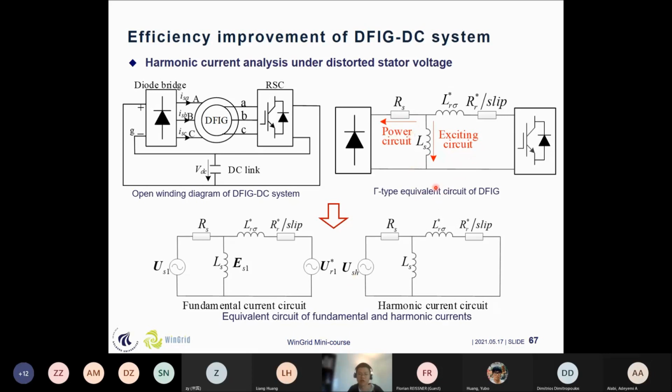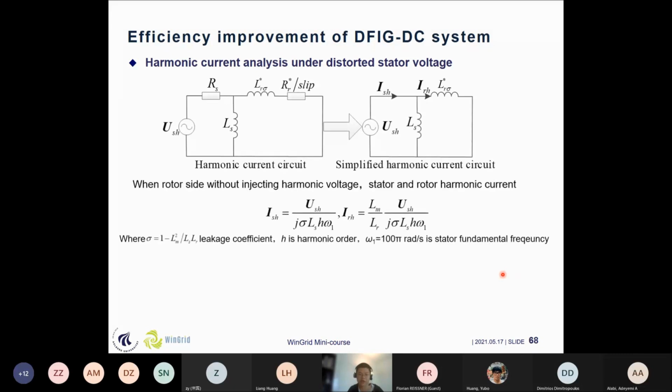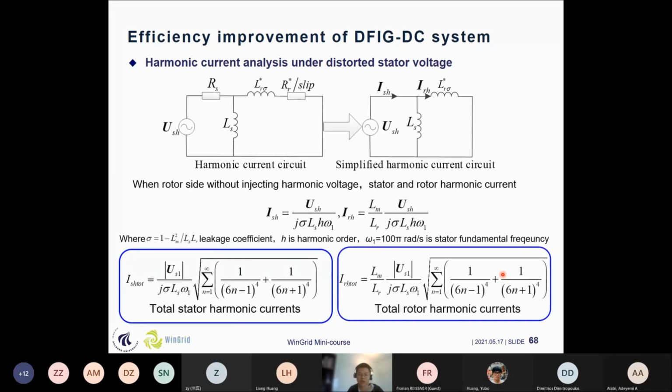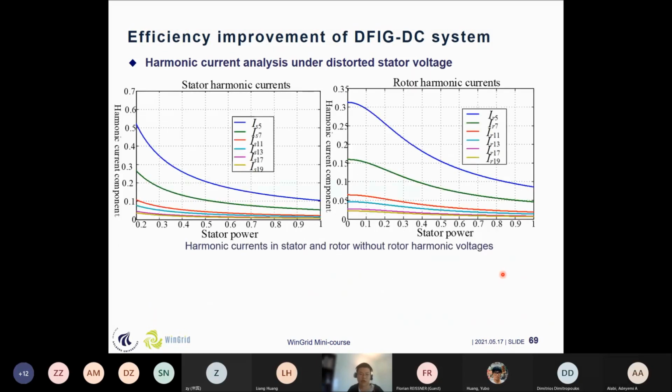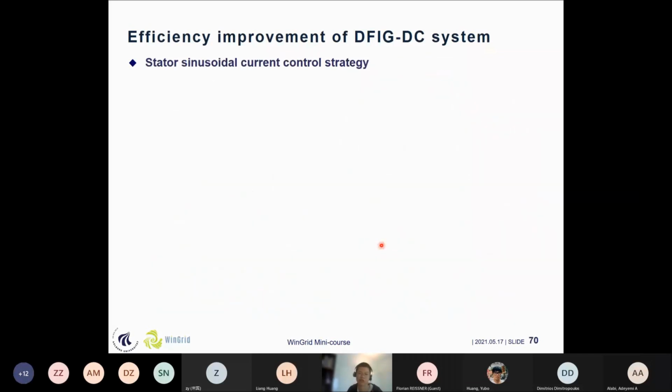And this is the equivalent circuit of the DFIG. We can get this if we don't inject the harmonic voltage from the stator side. This is the harmonic current circuit without injecting the rotor harmonic voltage. And this is the calculation of the harmonic currents. These are the two equations of the total harmonic currents, and these are the two figures showing how large the harmonic currents are. We can see that both the stator and the rotor contain large harmonic currents, so it is necessary to suppress the harmonic currents.